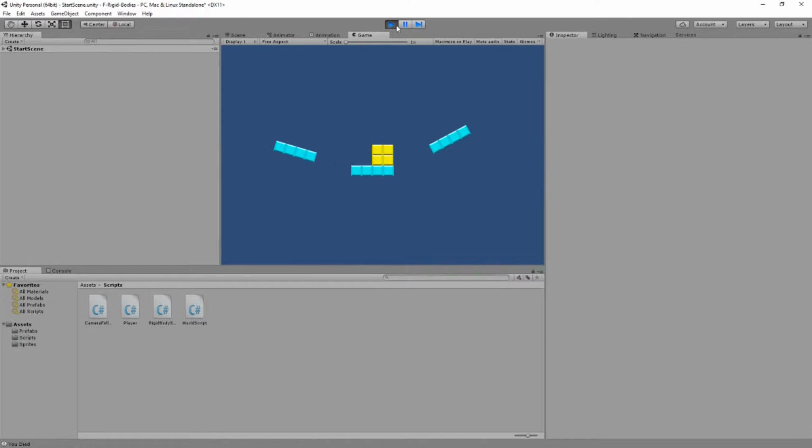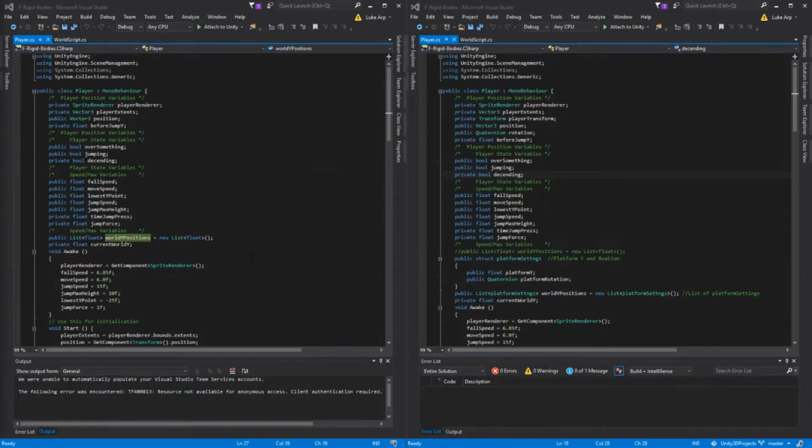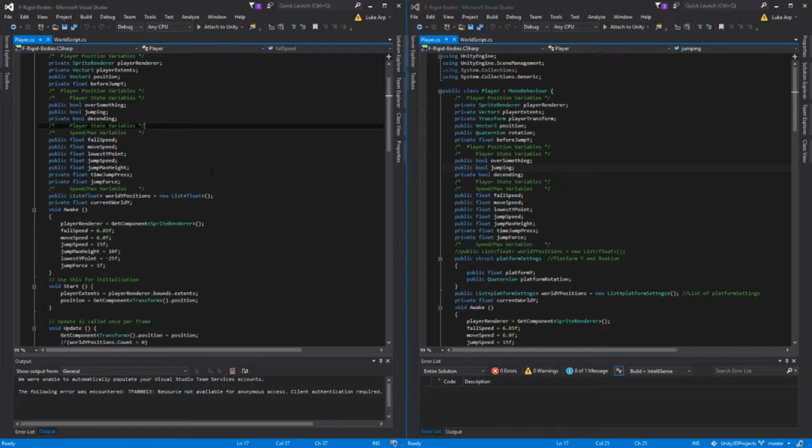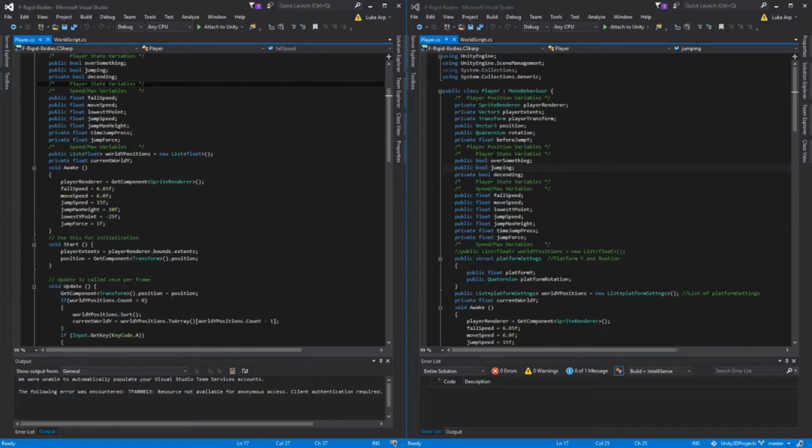Well, my friends, some work has been done, so much so that I thought it might be interesting to do a side-by-side comparison of scripts. Over here is what the scripts looked like when I started this video, and here's how they look now. This is my player script, and really this one hasn't changed that much. The biggest thing to note is the fact that I am no longer getting a list of floats.